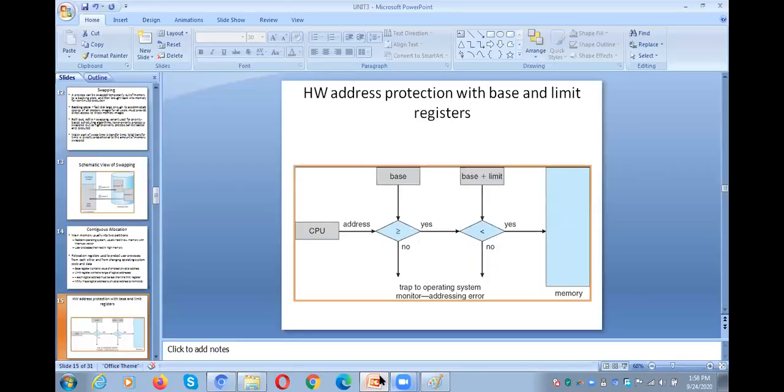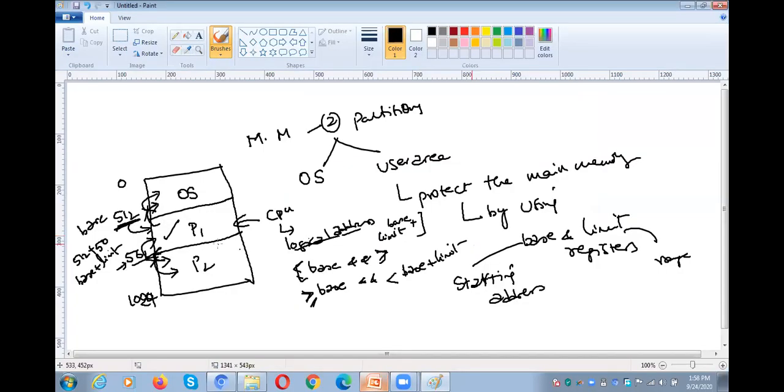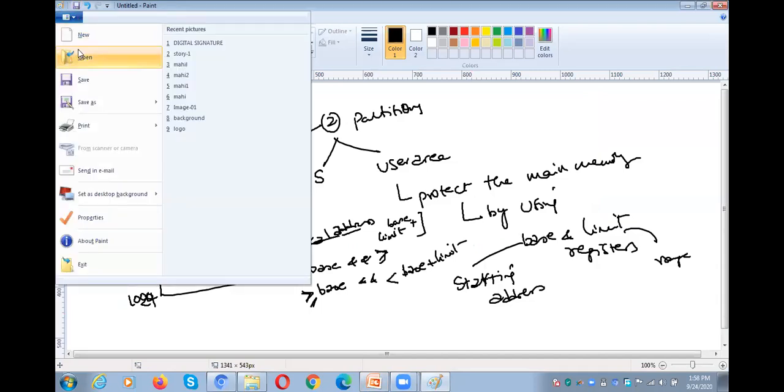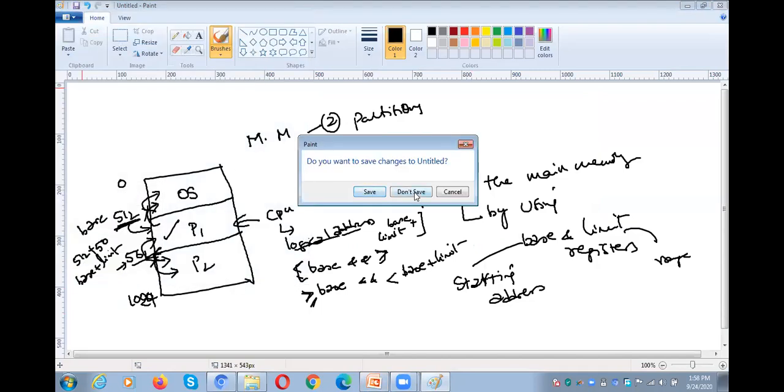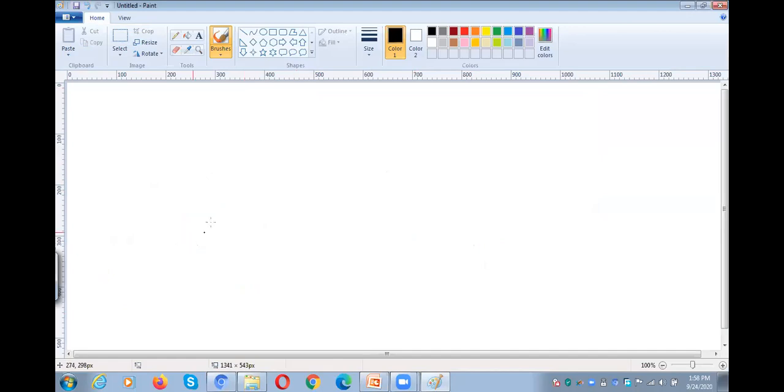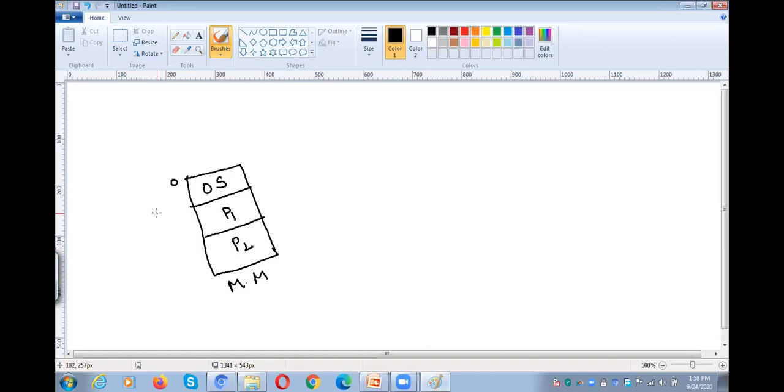So let me explain again. For example, this is the main memory. Main memory is divided into two partitions. One is for the operating system and the other area is for the user. In the user area, we have two processes, P1 and P2. Operating system is up to 1024.